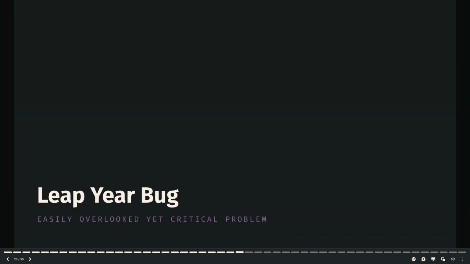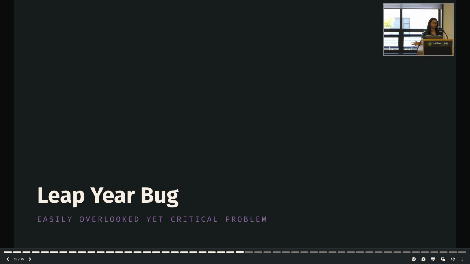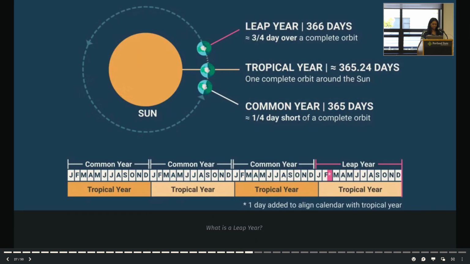All right, so to continue on our presentation, I wanted to talk about a technical issue that's been affecting software systems worldwide, what's commonly referred to as the leap year bug. This may sound pretty small or obscure, but this bug has caused significant problems to systems ranging from personal devices to corporate servers. So what exactly is the leap year bug, and why does it matter?